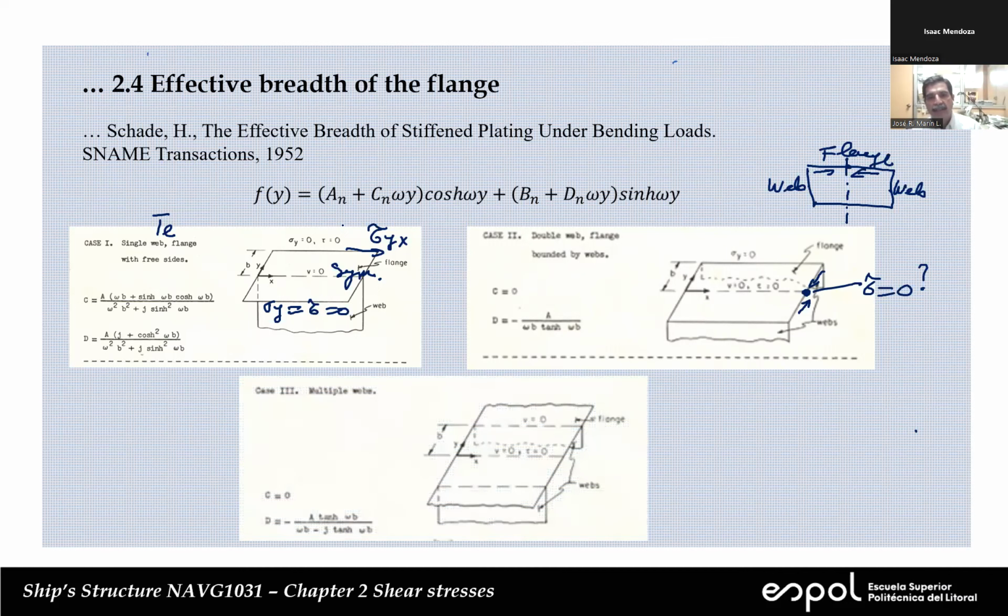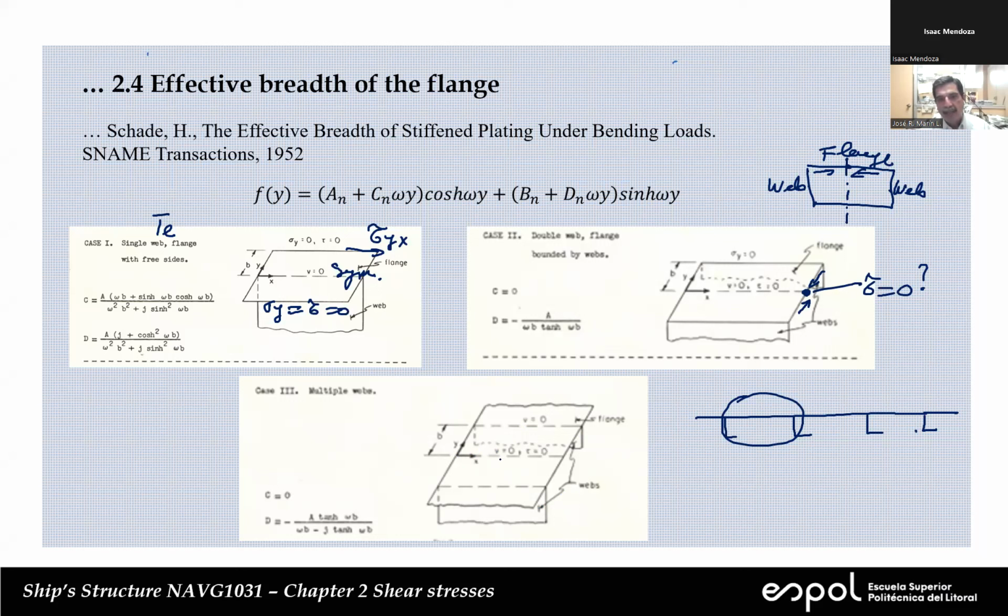The third case is more useful to us. It's a case where you have multiple webs. For example, let's suppose that this is a plate, right? You see this is the deck, and for example, deck frames. These are deck frames. Each one of these is our case. Here this is the web, this is another web, and you locate the origin in between these 2 webs.